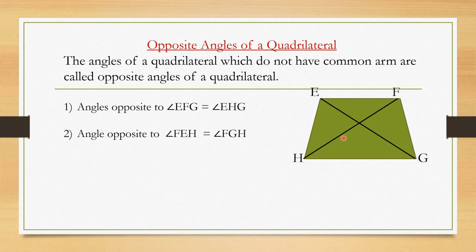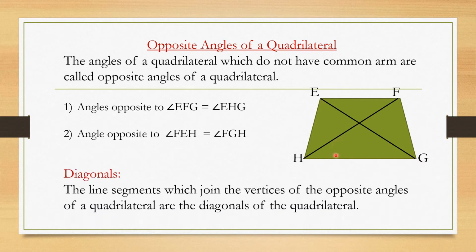And next are the diagonals. The line segments which join the vertices of the opposite angles of a quadrilateral are the diagonals of the quadrilateral. The quadrilateral has two diagonals, and which are the two diagonals in this figure? Segment EG and segment FH are the two diagonals of the quadrilateral EFGH.